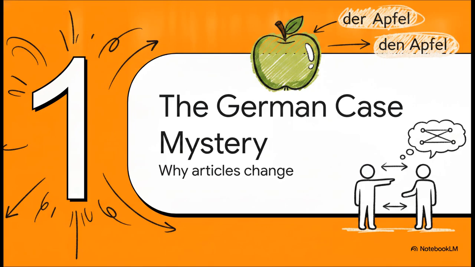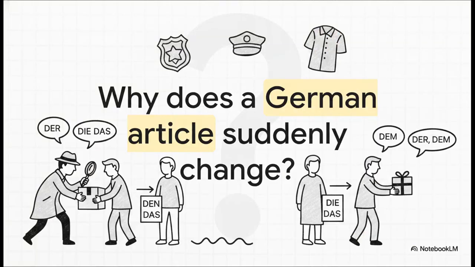Part 1 of the handbook kicks things off with Section 1, the German case mystery. Exactly why der Apple suddenly becomes den Apple. So why does a German word's article just randomly change? Well, it happens because that word's specific job in the sentence changed.